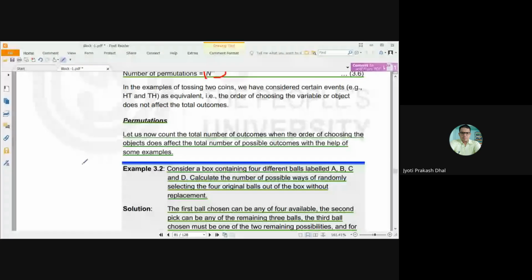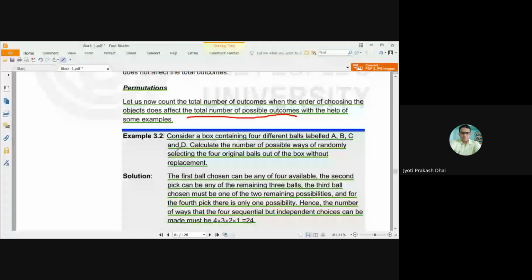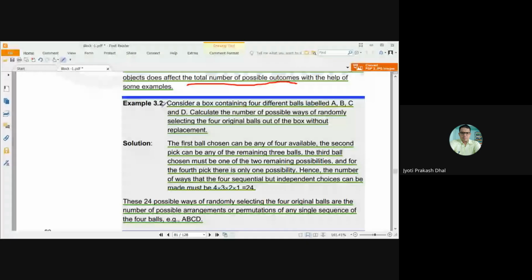Let us now count, for example, a box containing 4 different balls A, B, C and D, and calculate the number of possible ways of randomly selecting 4 balls out of the box without replacement.